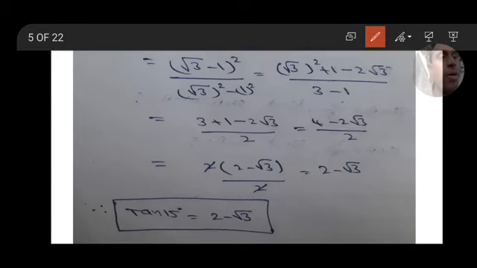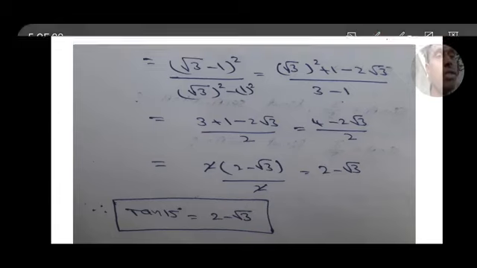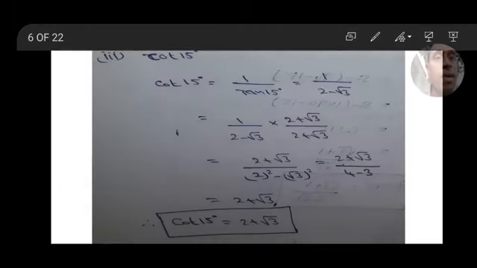Up to now we found the values: sin 15 is root 3 minus 1 by 2 root 2, cos 15 is root 3 plus 1 by 2 root 2, tan 15 is 2 minus root 3. Next, cot 15. What is the cot 15 value? Cot 15 means 1 by tan 15. The tan 15 value we just found, so that is 1 by 2 minus root 3. Again rationalization: 1 by 2 minus root 3 into 2 plus root 3 by 2 plus root 3.